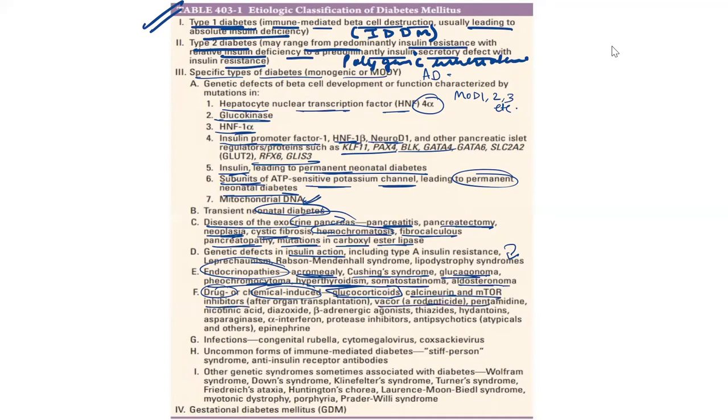Okay. Then infections can lead to beta cell destruction and can lead to diabetes, like congenital rubella, cytomegalovirus, and Coxsackie virus. Then uncommon forms of immune-mediated diabetes. Then other genetic syndromes sometimes associated with diabetes, like Wolfram syndrome, Down syndrome, Klinefelter syndrome, etc. The fourth one is gestational diabetes mellitus. Clear?